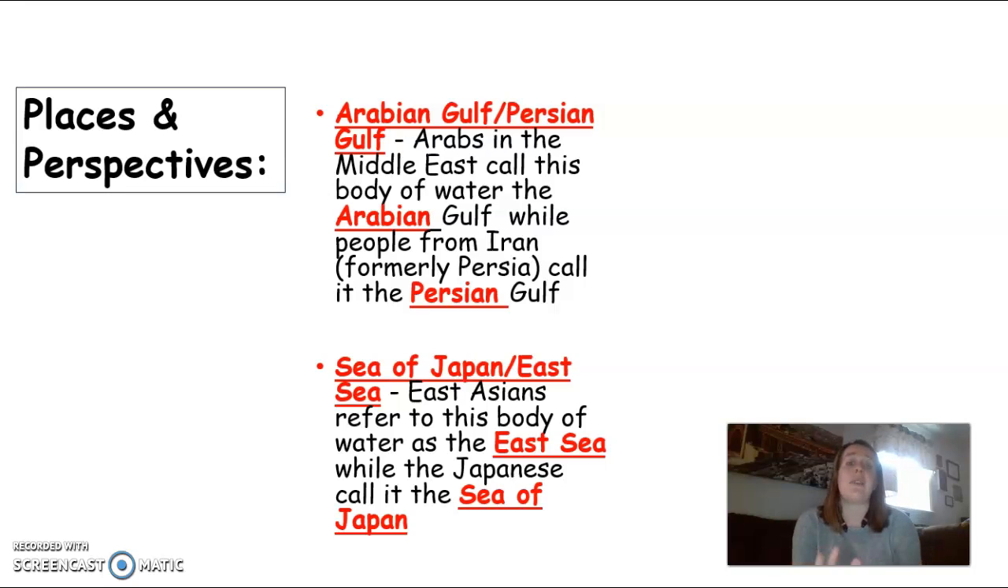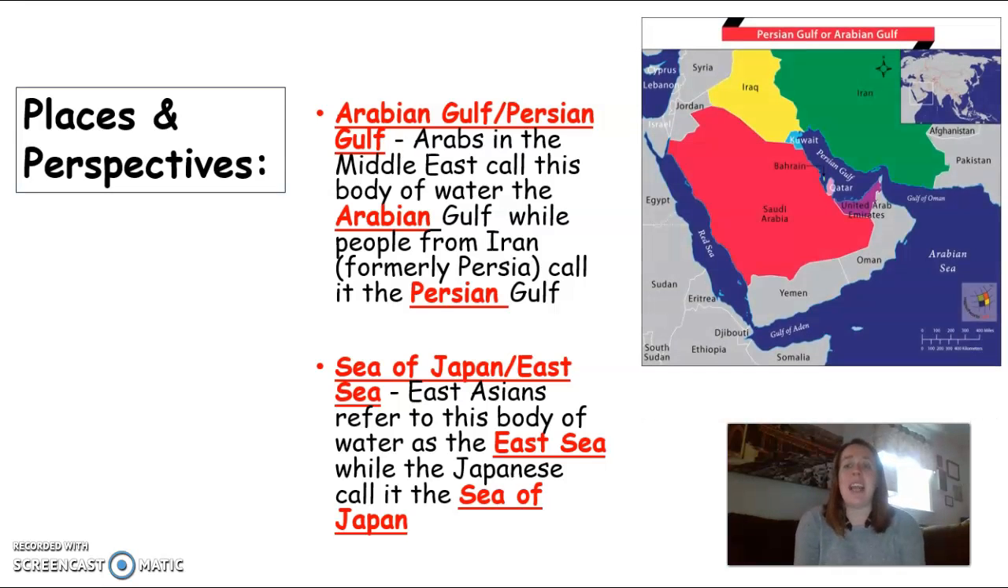There's a couple areas of the world where, depending on what country you're from, you're going to call it a different name. So first up, we have the Arabian or Persian Gulf, which is found in the Middle East right here. Arabs in the Middle East call this body of water the Arabian Gulf, while people from Iran, formerly Persia, call it the Persian Gulf. So depending on what country you may be from is going to affect what you call this particular body of water. So the Arabian Gulf or the Persian Gulf.